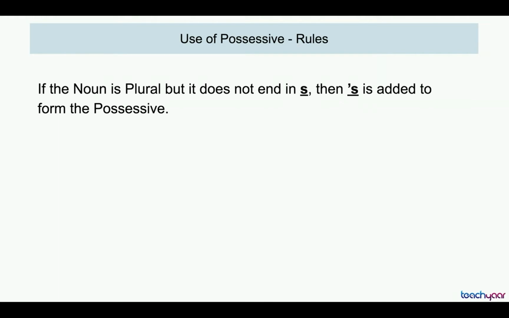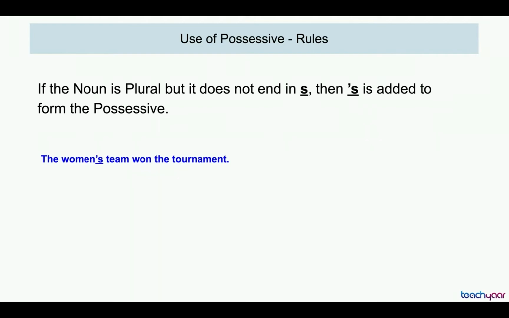Now if the noun is plural but it does not end in S, then apostrophe S is added to form the possessive. Because now there is no confusion. There will not be two S's there. The women's team won the tournament. Now, what is the singular? Woman. The plural form of woman is women. So it doesn't end in S.